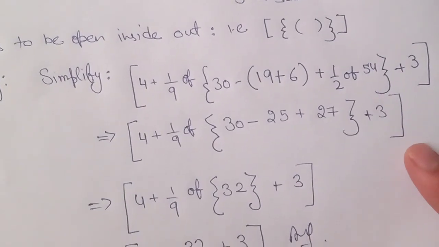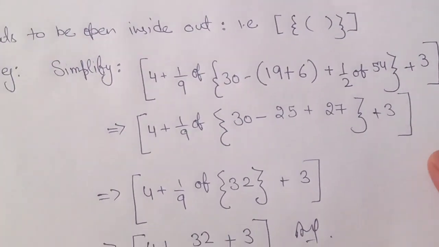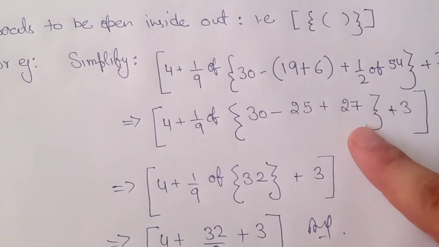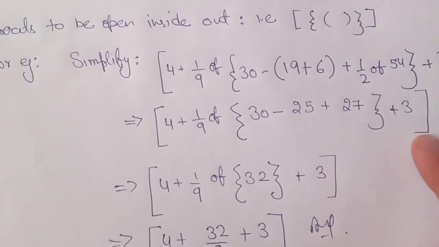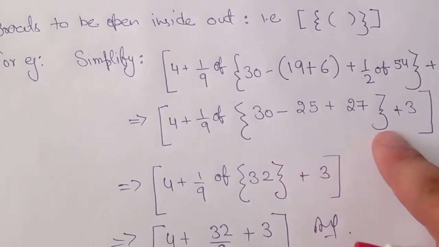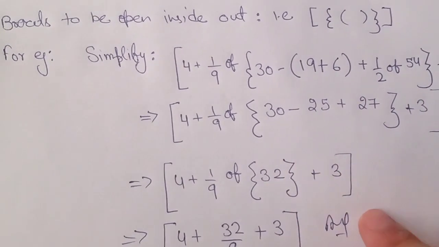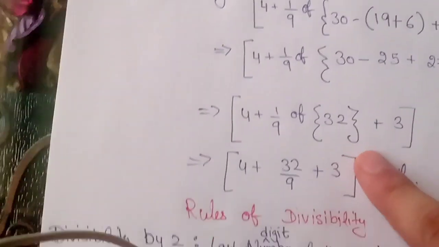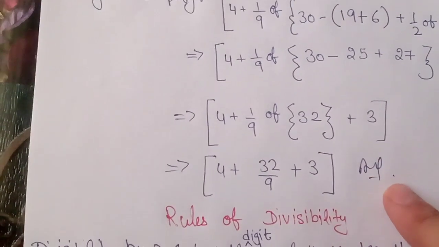Okay, so moving on to the next point. We have 1 by 2 of 54 is 27, and plus 3. By doing this calculation, this bracket you need to solve first. This will give you 32. And now 1 by 9 of 32 is 32 by 9, which is the final answer.